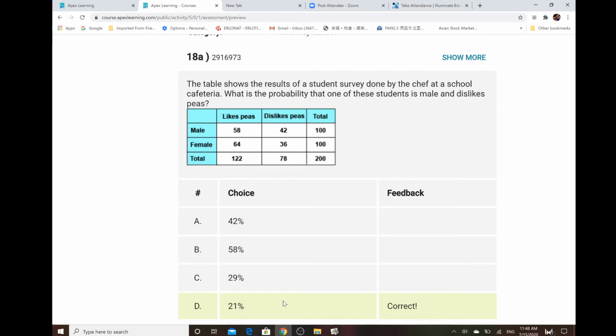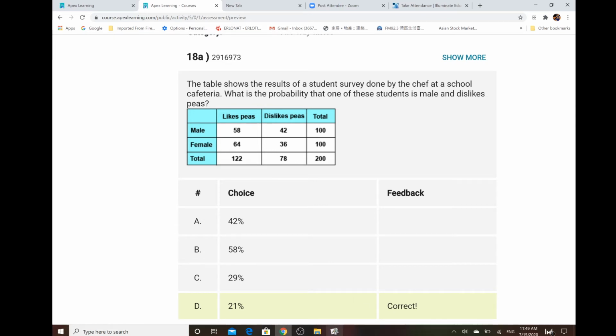So here's what you need to think about. You start with the number of males, which is 100 over 200. So you start with the fraction first, 100 over 200, selecting the male. And the number of people who like Pete's is what? 58. So 58 over the number of people who like Pete's, which is 122.